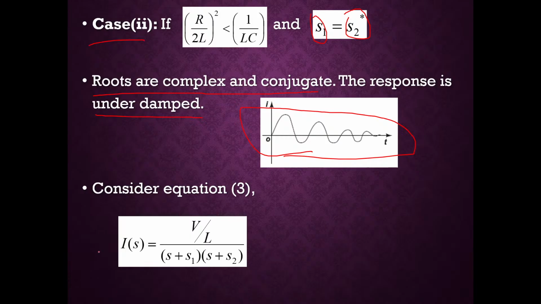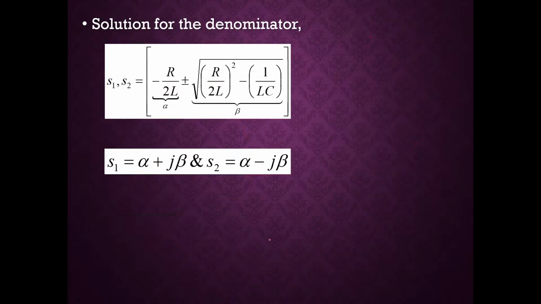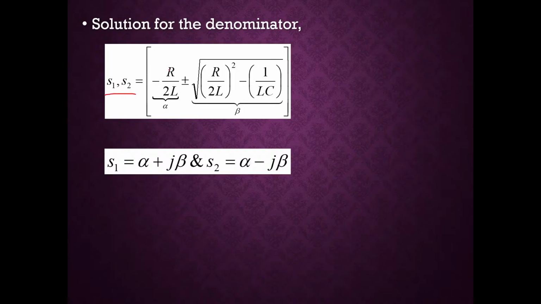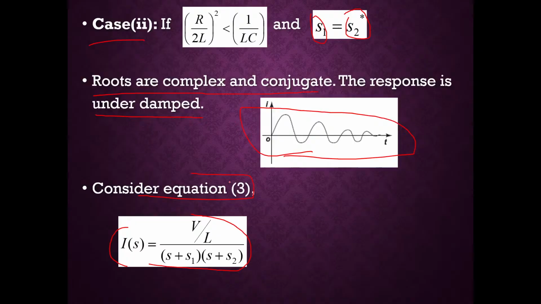Now rewrite this equation 3, that is the current equation which was in Laplace. You just rewrite it. This is our current equation. I have simply written it in terms of roots here. So V by L by S plus S1 and S plus S2 is there. I have simply taken the S1, S2 roots, and I have assumed the first term as alpha, the second term which is in square root as beta. And just now I have told you that if R by 2L whole square is less than 1 by LC, roots are complex and conjugate.